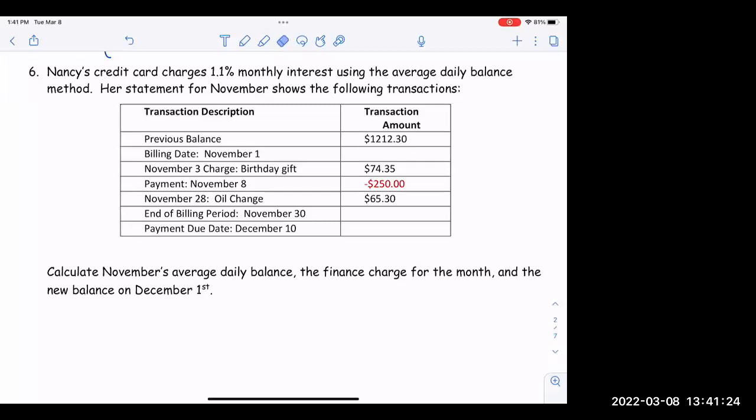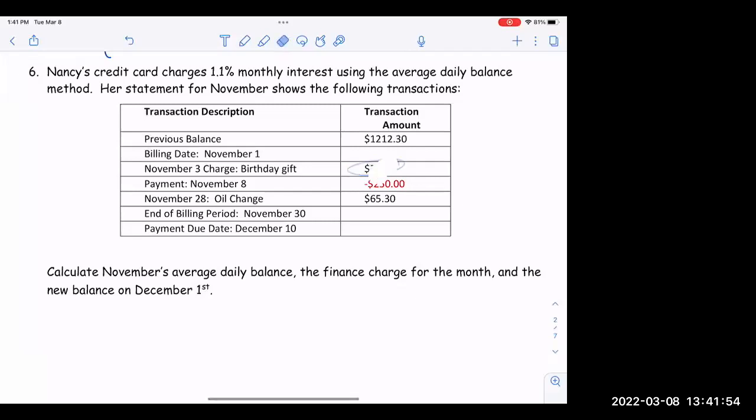She did use the credit card in November. You can see on November 3rd, she charged a birthday gift in the amount of $74.35. Keep in mind that on a credit card, the balance is not like the balance on your checking account. It's not money you have, it's money you owe, right? So when we make a charge, when we spend money, that actually makes the balance go up, not down, because we already owe $1,212.30, and then we're going to make additional charges on top of that.